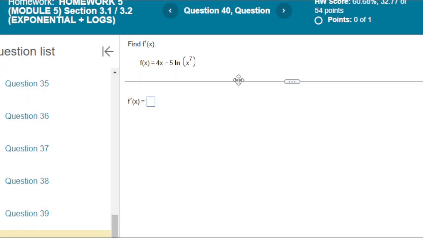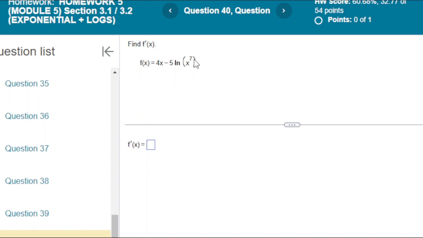Okay, and the next one is similar. In fact, we could probably do this in our heads here. We can take this 7 out front. Now, it'll multiply by that 5, so we're really going to have a 35 out front. So this is really 4x minus 35 times natural log of x. Okay, and the derivative of 4x will just be 4. And then minus, well, what's the derivative of 35 natural log of x? Well, it'll be 35 times 1 over x, or just 35 over x.